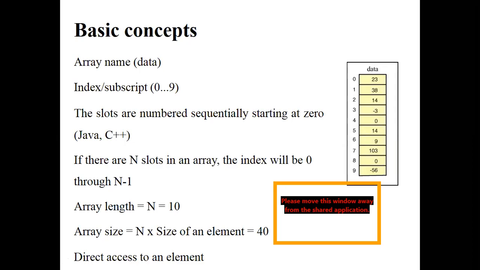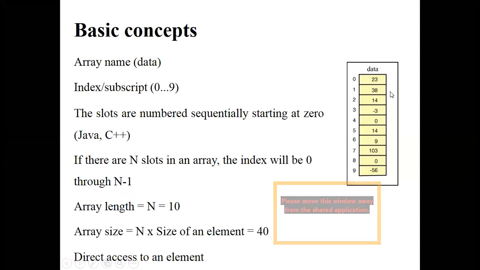So direct access to the element: if the array is small in number, like here we have only 10 slots, you can easily get the data. Suppose you want to know what figure is in slot four, it is 0.